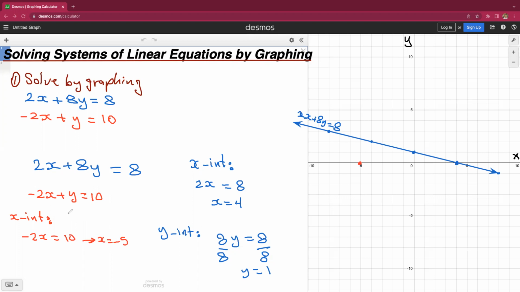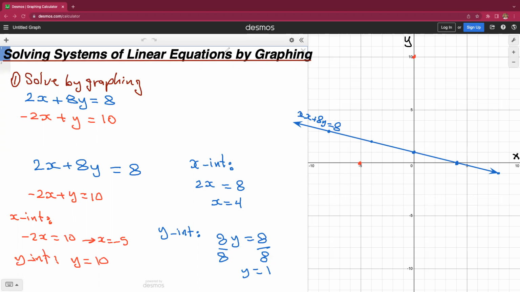So for the y-intercept, we make x 0. If you make x 0, negative 2 times 0 is just going to be 0. So just ignore that part of the equation, and then the y-intercept is y equals 10. It's already solved. So you go to where y equals 10, and that's right there, and you plot your point.